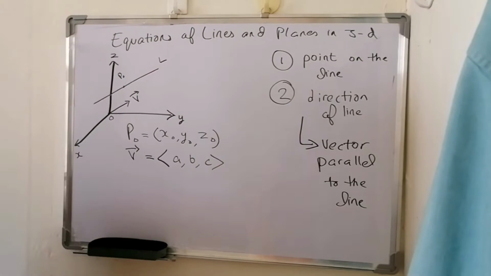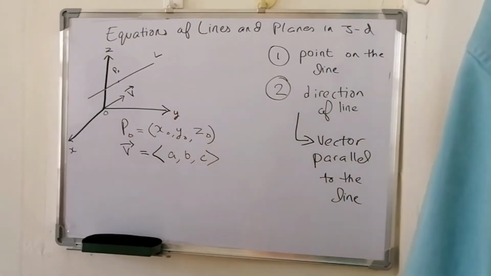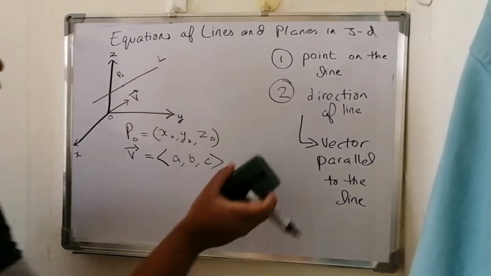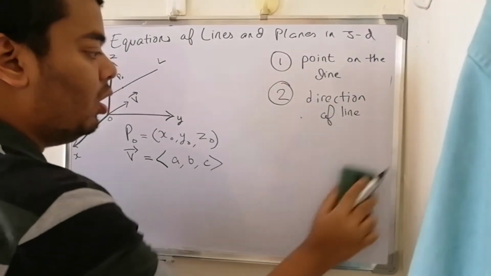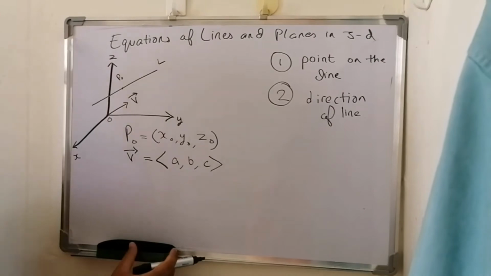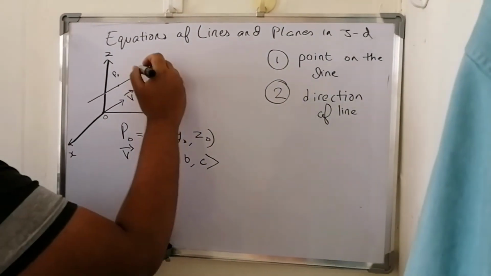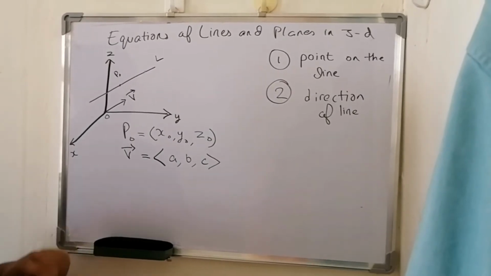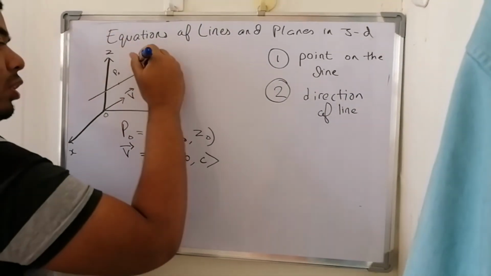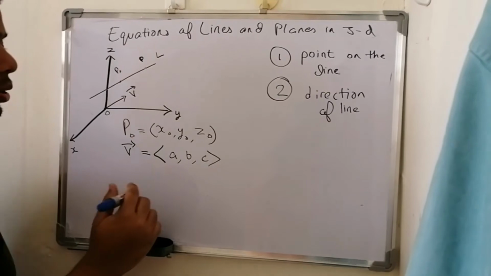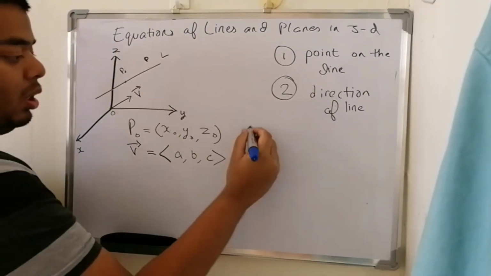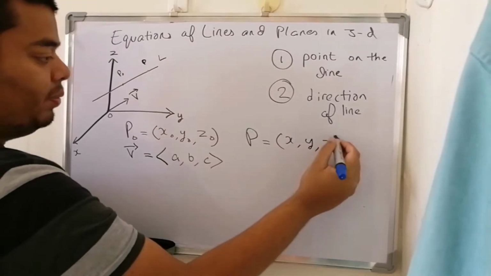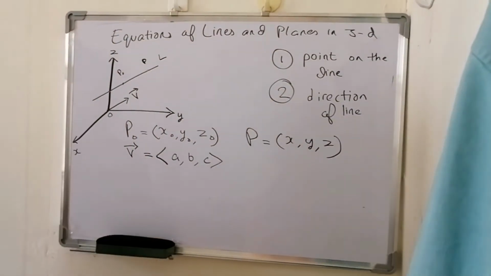This is v. Now let's consider another arbitrary point on this line. We already have P naught. Let's consider P. This is an arbitrary point. The coordinates of P are x, y, and z.